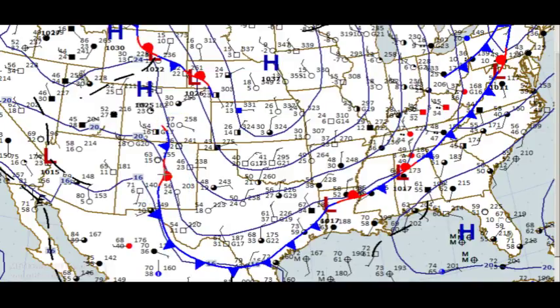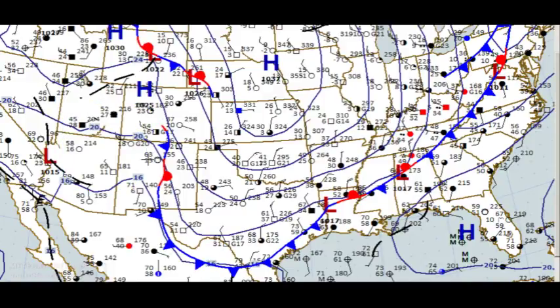pretty much in the higher terrain around, trying to think of the stations there, Moriarty and Roswell. And if you go out west of there, you can see 60s, very surprising, and 71 there around the Las Cruces area. So very warm air.